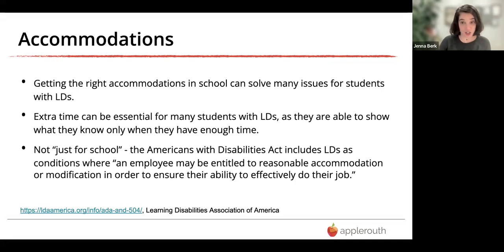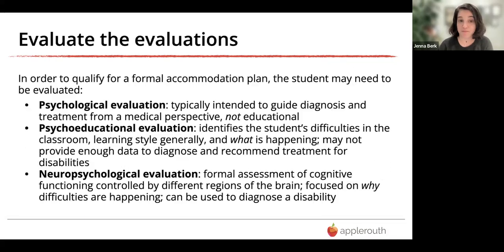So this is not just being coddled when you're in middle and high school, and then when you go out into the real world, you're on your own. No, these accommodations for genuine disabilities can be brought into the workplace. So making sure that you're getting the accommodations that you deserve is a really important step.